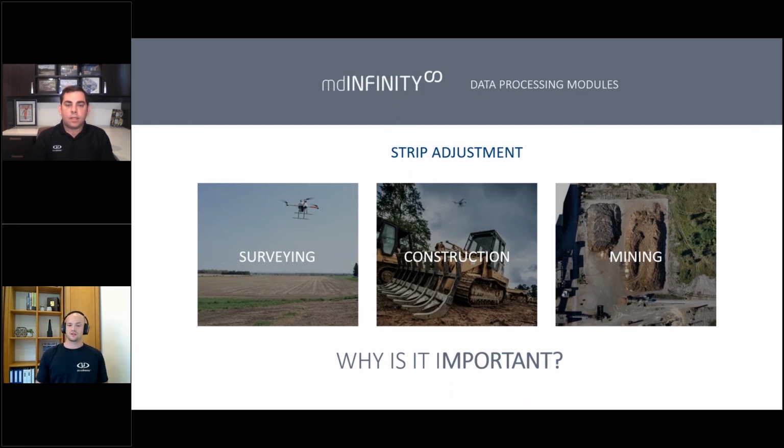So the strip adjustment algorithm helps you to get a better data set, to save time at the end in the office where you process the data after the trajectory, or where you have some work to do in the point cloud. So the strip adjustment here helps you to get a better data set and to save time in the processing.